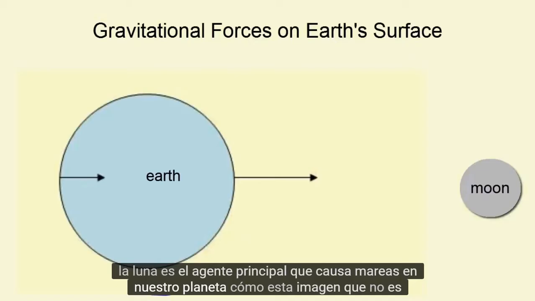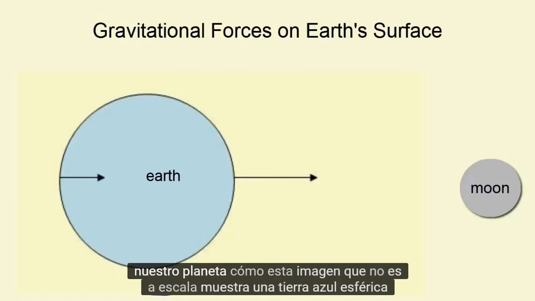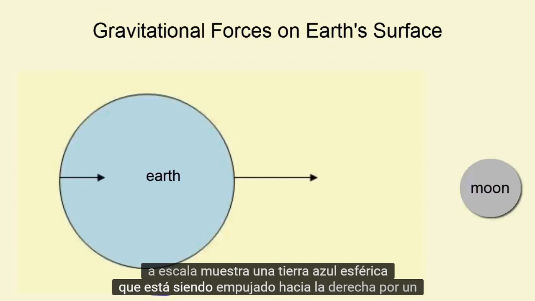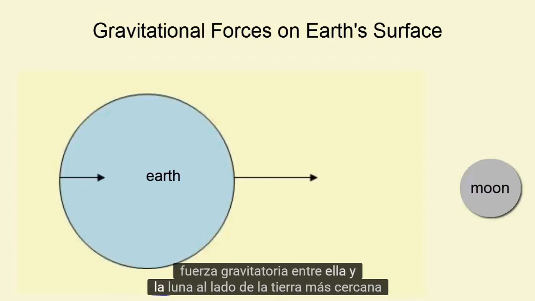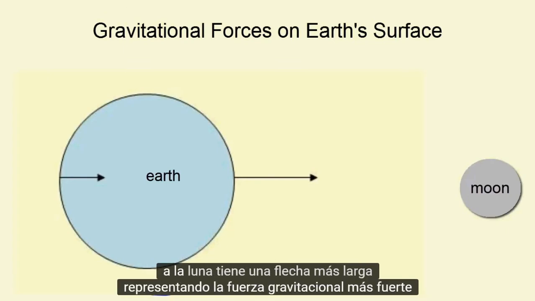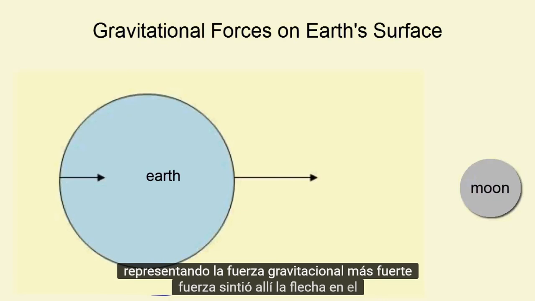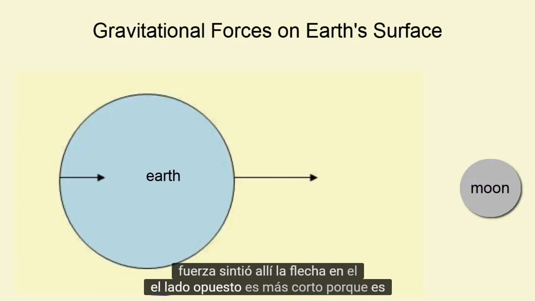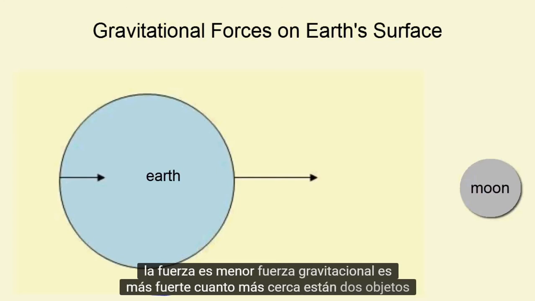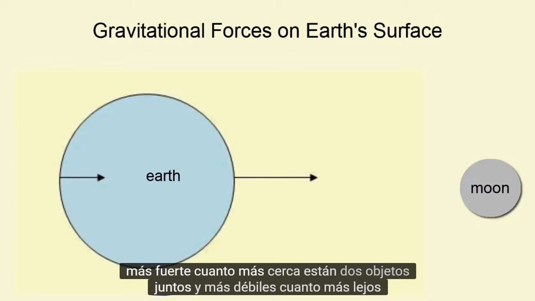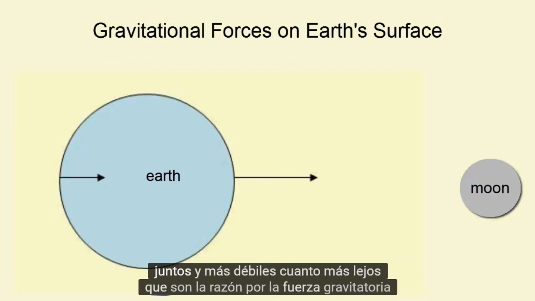How? This image, which is not to scale, shows a spherical blue Earth that is being pulled to the right by a gravitational force between itself and the Moon. The side of the Earth closest to the Moon has a longer arrow, representing the stronger gravitational force felt there. The arrow on the opposite side is shorter because its force is smaller. Gravitational force is stronger the closer two objects are together, and weaker the further away they are.